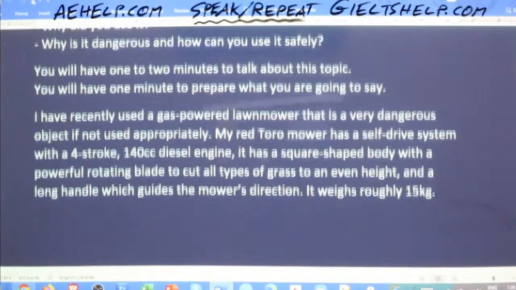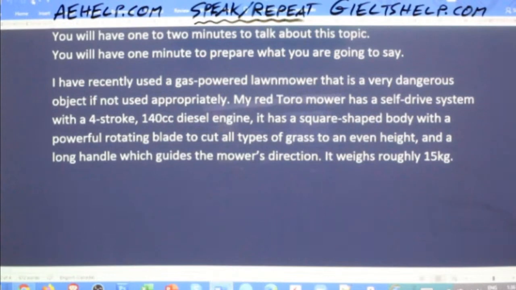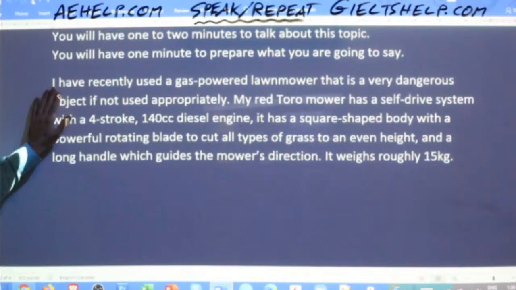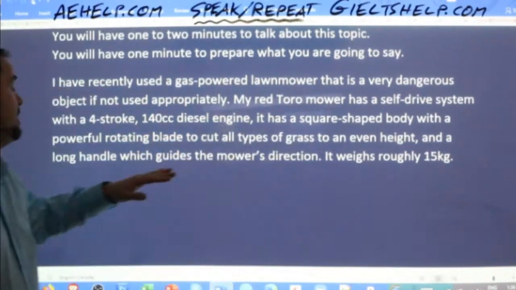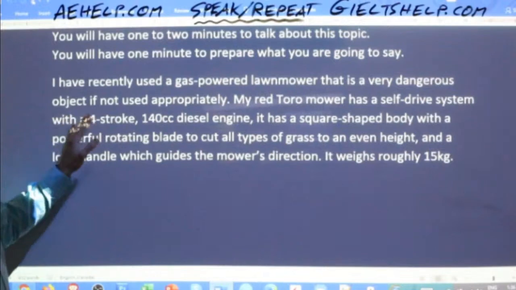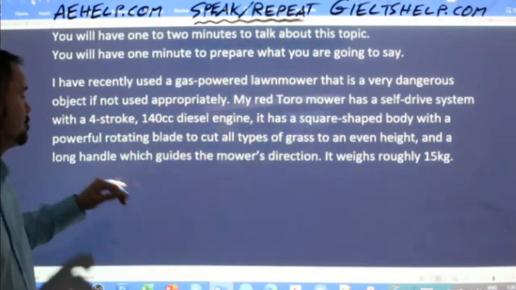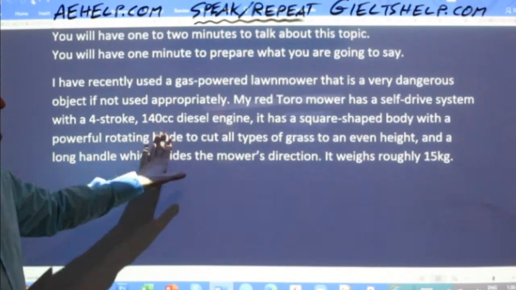Okay. So this was our answer. Let's get into it. And speak and repeat, everyone. So I have recently used a gas-powered lawnmower that is a very dangerous object if not used appropriately. My Red Toro mower has a self-drive system with a four-stroke 140cc diesel engine.